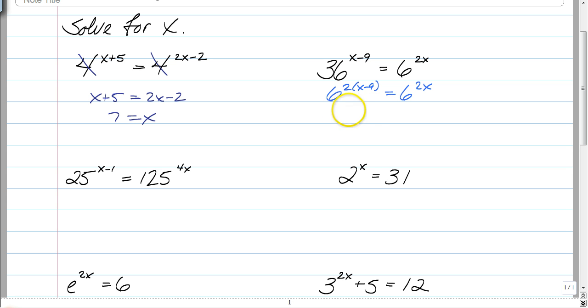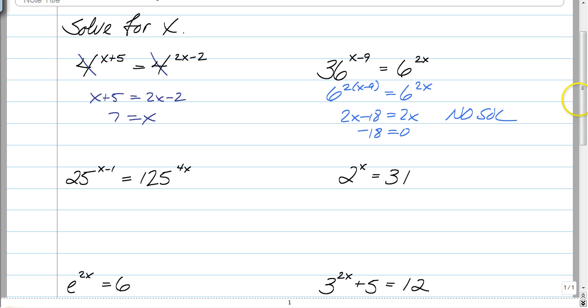So now we're just going to set 2x minus 18 equal to 2x, and that's going to give us, well, a false statement, because once you subtract your 2x, negative 18 is equal to 0. That is false, so we have no solution. So basically, 6 to the 2x power is never going to have the same value as 36 raised to the x minus 9 value. So nothing you can do here, so it's no solution.